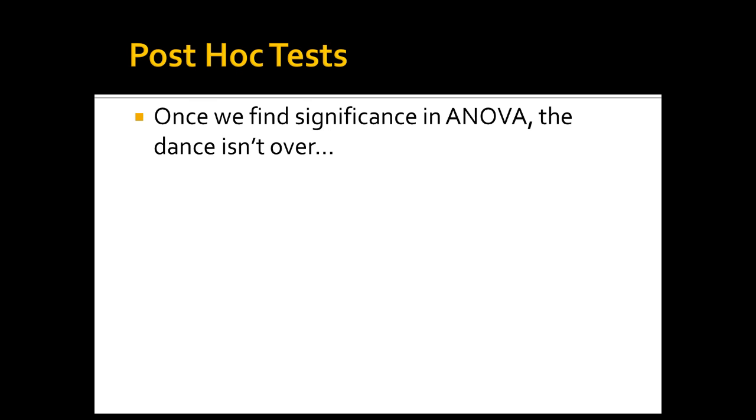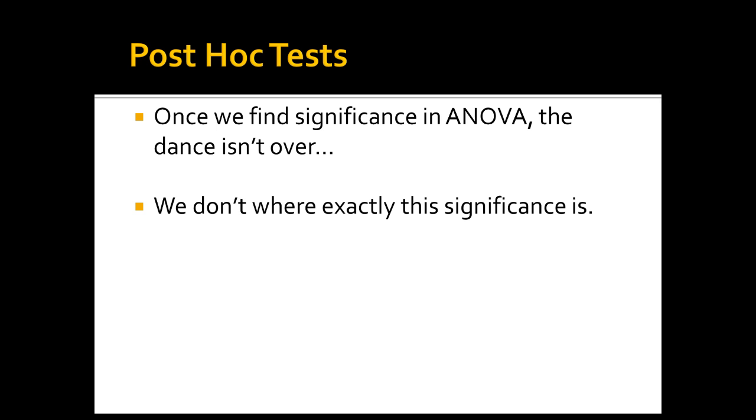Okay, so post hoc tests. Once we find significance in ANOVA, the dance isn't over. We're still dancing with ANOVA, because we don't know exactly where the significance is. Unlike in an independent samples t test or any kind of t test, where you know where the difference is because there are only two groups. You know there is a difference between males and females because there are only males and females in the analysis.